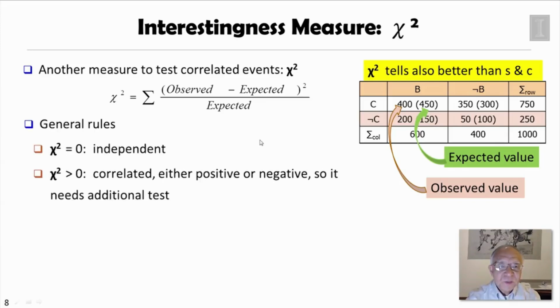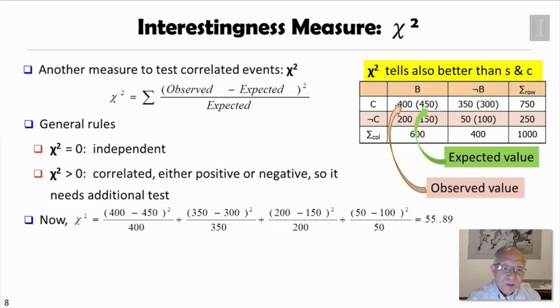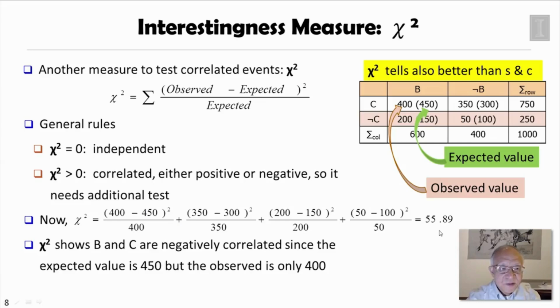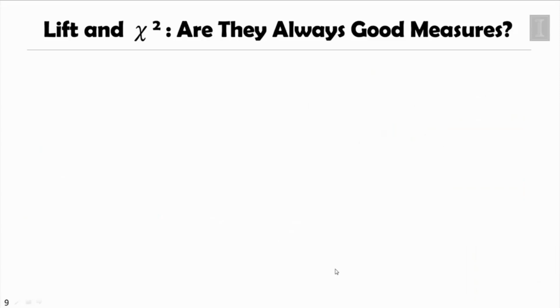In that case, we can still use the rules: if chi-square is 0, they are independent. If it's greater than 0, they are correlated, either positively or negatively. So we need additional tests to see whether they are positively or negatively correlated. Now for our example, we can easily calculate that chi-square is almost 76. So B and C are correlated. Further, we can say they are negatively correlated because the expected value is 450, while the observed value is only 400, which is less. So these measures can solve the problem as well.